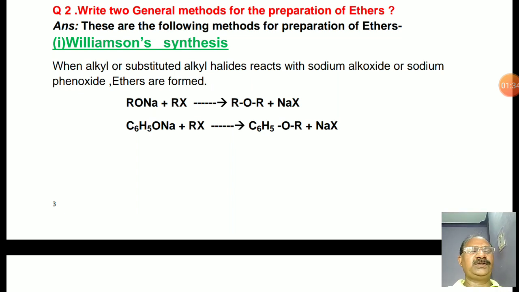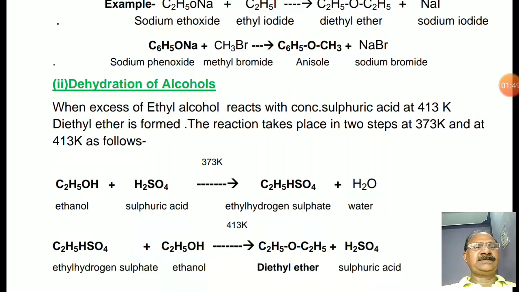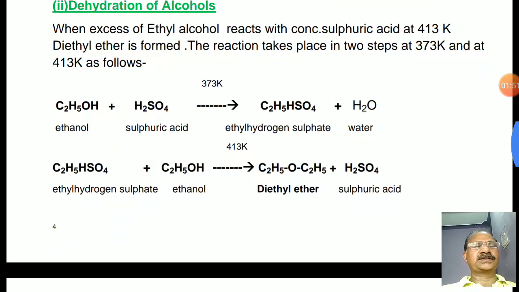The second question is: write two general methods for the preparation of ethers. The first method is Williamson synthesis. In this method, when alkyl or substituted alkyl halides react with sodium alkoxide or sodium phenoxide, ethers are formed. The equations given are as follows. The second method is dehydration of alcohols.